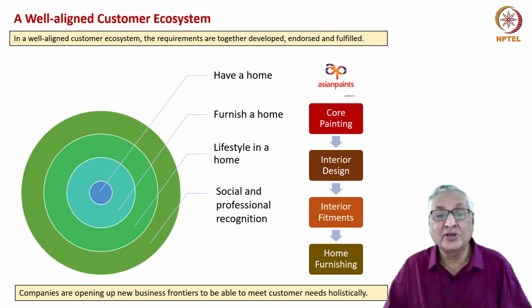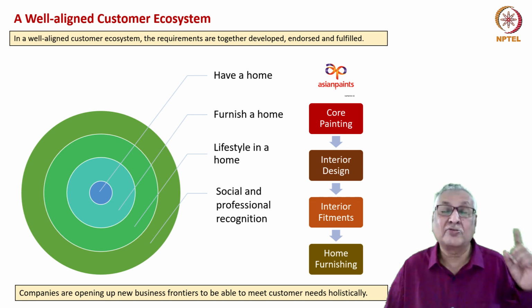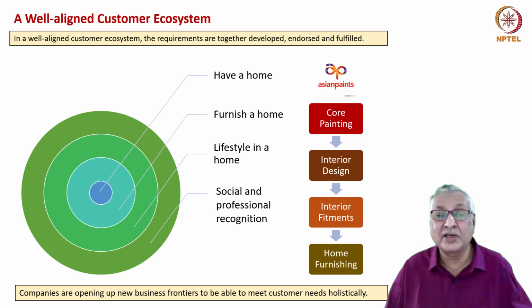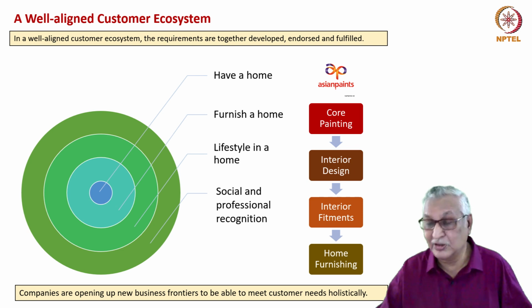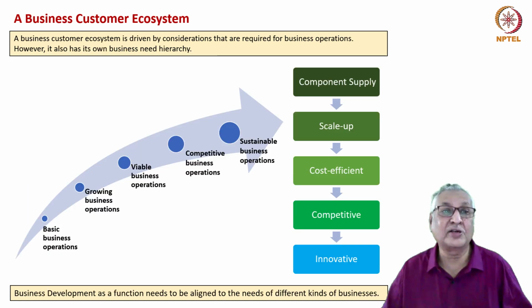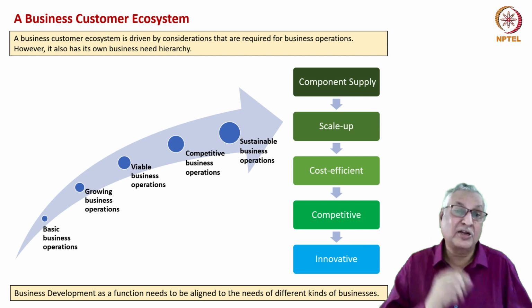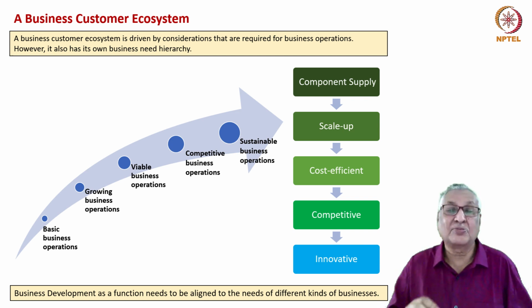So companies are opening up new business frontiers to be able to meet customer needs holistically, and not everything is aligned for today's transaction, which means that the consumers and customers are looking at this interaction in a completely different way compared to what we have seen in an earlier slide. The company has got the product, the customer has a need, and there would be a consideration exchange. The interaction is different. Let's therefore look at the business customer ecosystem also.